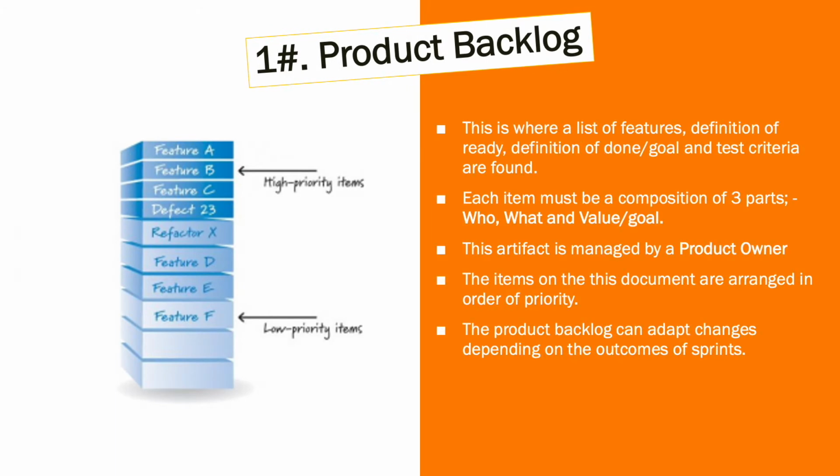The product backlog can adopt changes depending on the outcomes of sprints. That means that in sprints, the user stories which are completed are marked on the product backlog as completed, and those that have not been completed in the sprint, during the sprint review meeting, the product owner can decide to place them back on the product backlog.